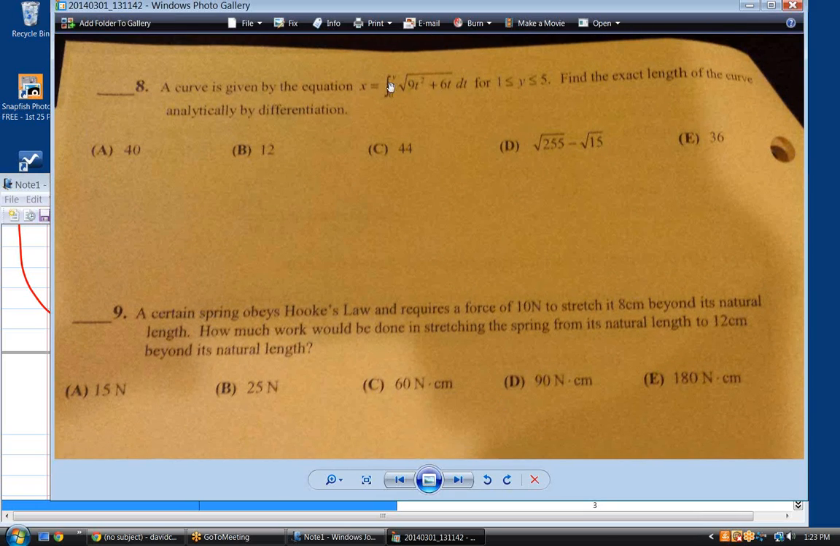Again, I don't know that you could do this problem if you didn't know the fundamental theorem of calculus. You have to know that x prime is equal to the square root of 9y squared plus 6y. Basically, you have to know that the derivative of an integral is the function.